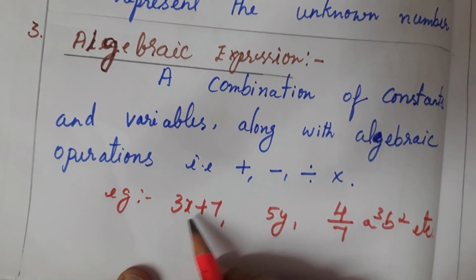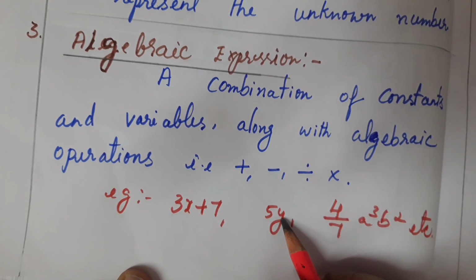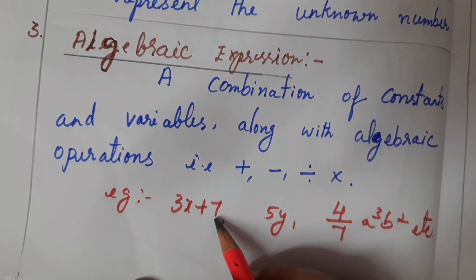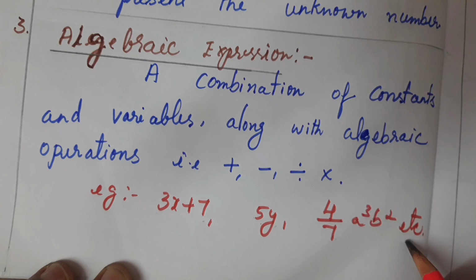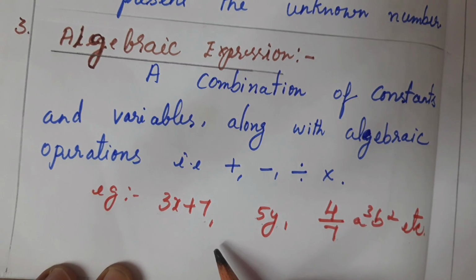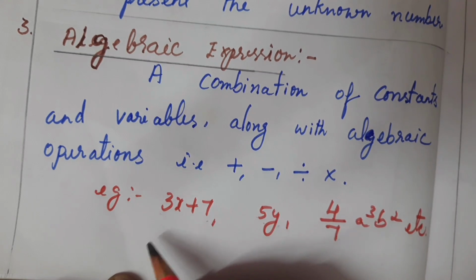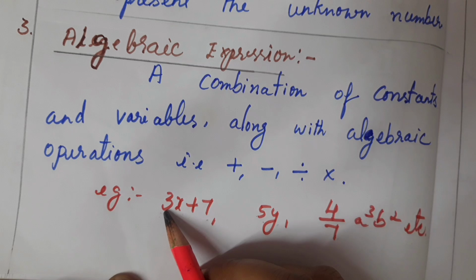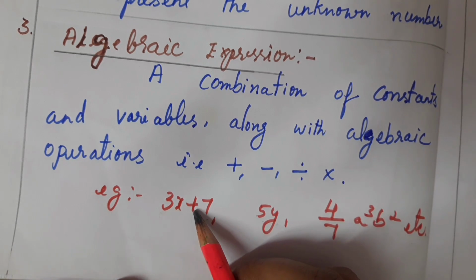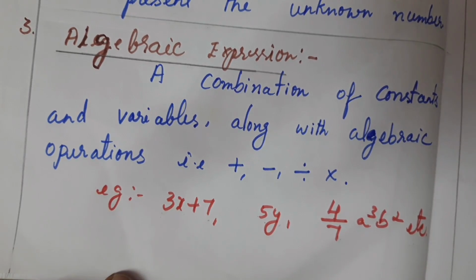Example for algebraical expression: 3 is a constant, x is a variable, y is a variable. 5y is an algebraical expression. 3x plus 7 is an algebraical expression. 4 by 7 a cube b square, etc. All these are algebraical expressions because there are letters and there are numbers. Numbers and letters with any plus or minus symbols make an algebraical expression.